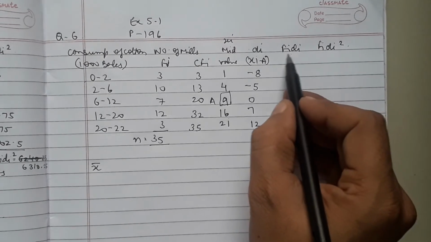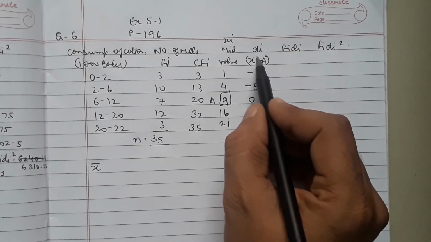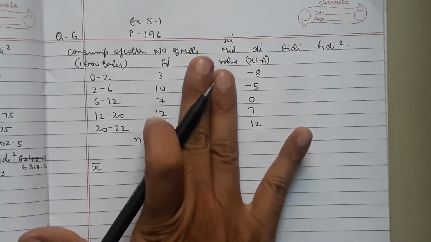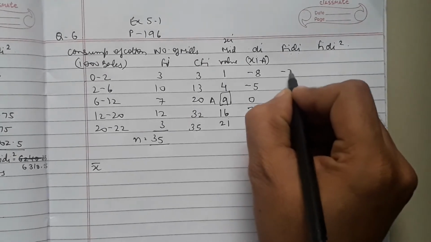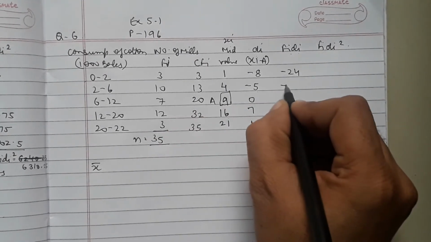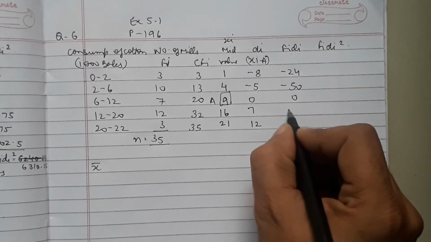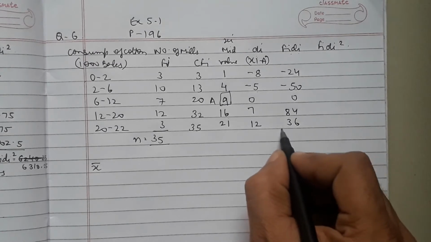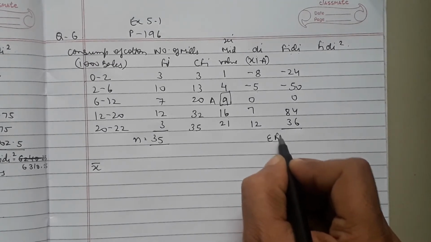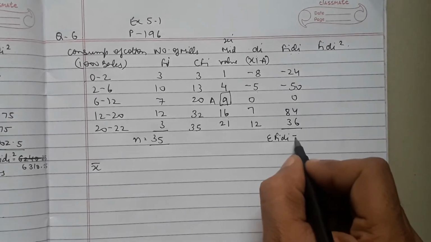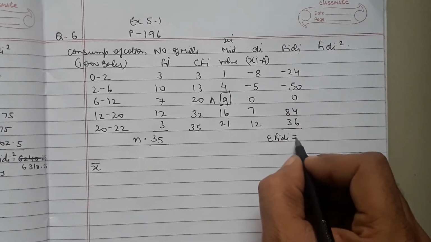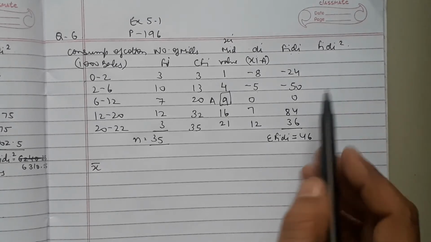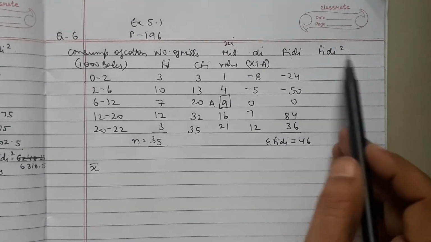Now find out fidi. Fidi is what? Multiplication of di and fi. So minus 8 into 3, we have got minus 24. Minus 5 into 10, so minus 50. 0. 84. 36. If we make the calculation for this, summation of this, negative value is adjusted against positive, so we have got sigma fidi as 46.